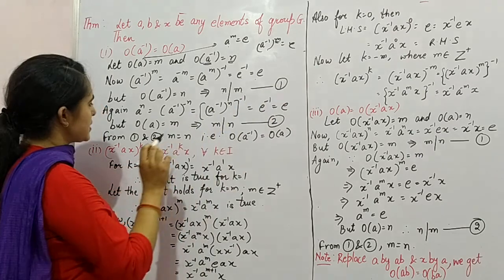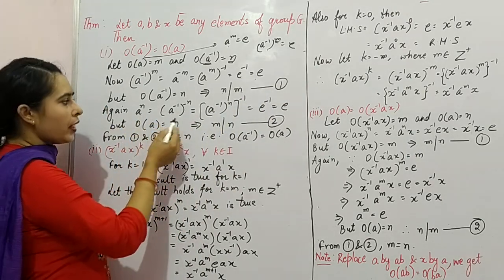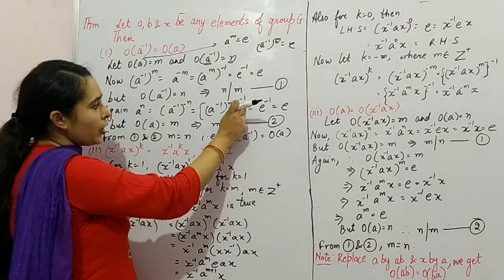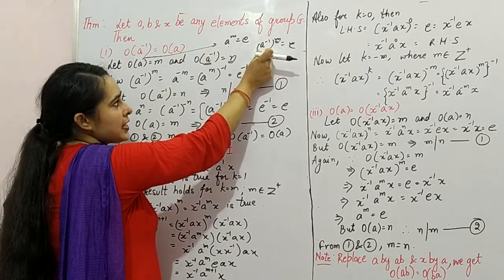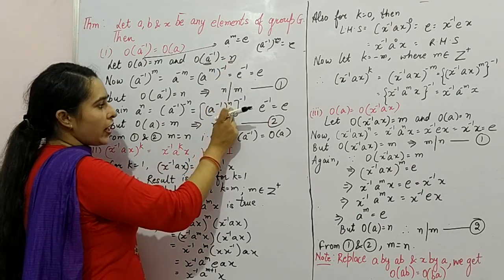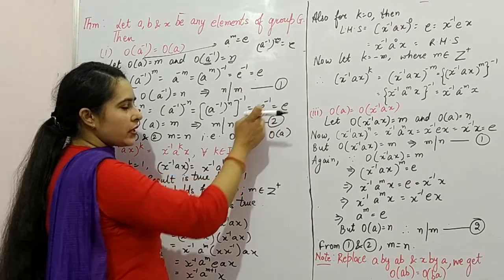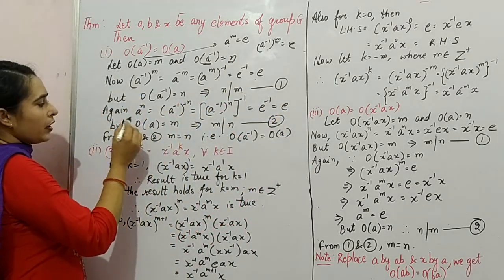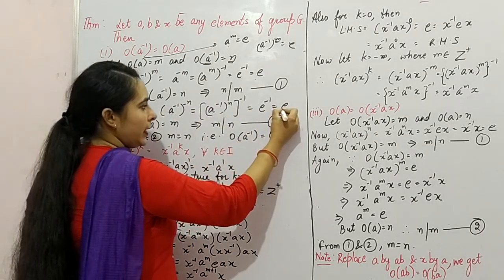Let's mark it first. Again, a raised to the power n can be written like this. Again, minus n can be split into n into minus 1. Now the order of a inverse is n, that means a inverse raised to the power n should be equal to identity. Now identity raised to the power minus 1, that is the inverse of identity, is equal to identity. But the order of a is equal to m, and a raised to the power n comes to be identity.